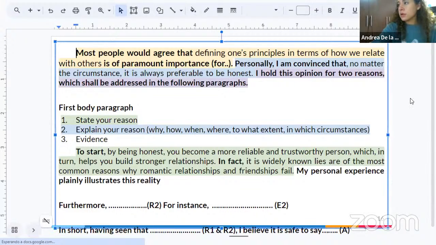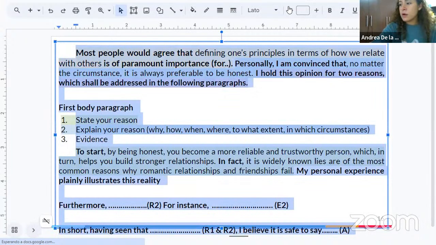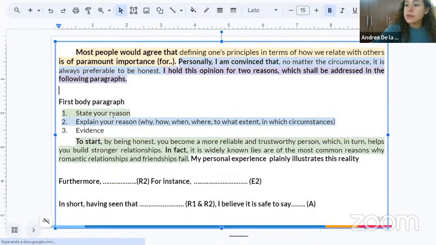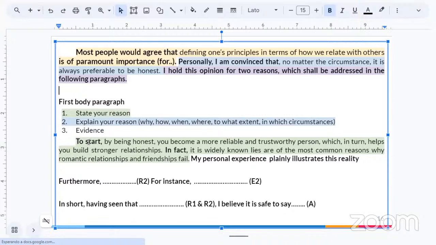I'm gonna make this a little bit smaller. Okay, we said in the body paragraph, in the first one, you guys need to have first thing your reason, and then you need to explain that reason a little bit more. So we said the first reason was going to be that by being honest, you become a more reliable and trustworthy person, which in turn helps you build stronger relationships, right? That was a reason.